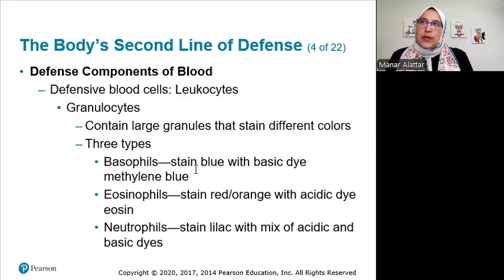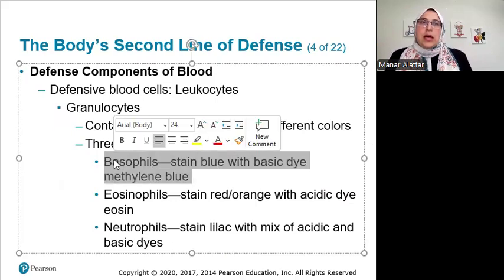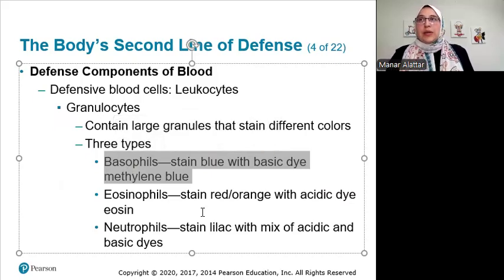Now remember, basophils are not predominantly phagocytosing. That's not their predominant task. They're calling out for help by releasing chemical warnings, but they are capable of phagocytosis.